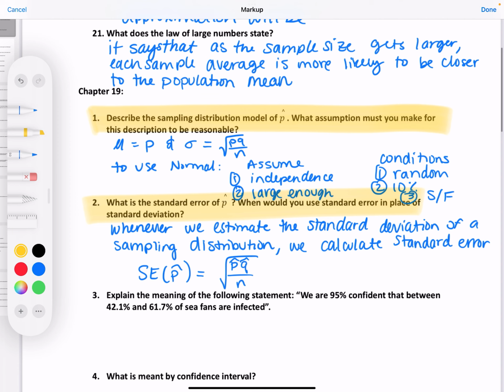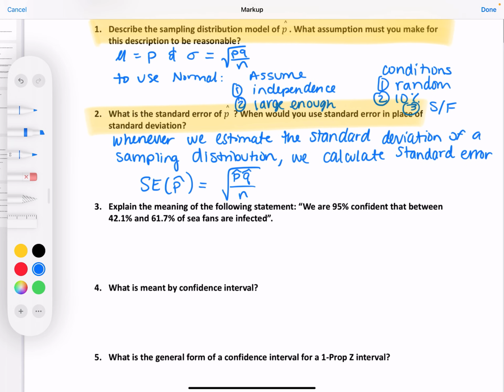So again, with the next one, not necessarily that I'm going to ask you to answer that exact question, but you may be given a statement similar to it and be asked to explain what it means, or out of a multiple choice question to pick what is meant by it. So, explain the meaning of the following statement. We are 95% confident that between 42.1% and 61.7% of C fans are infected. I don't even know what that is.